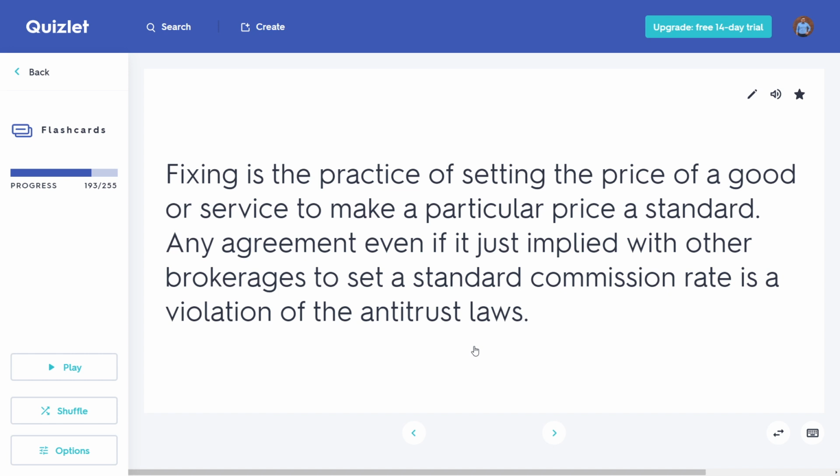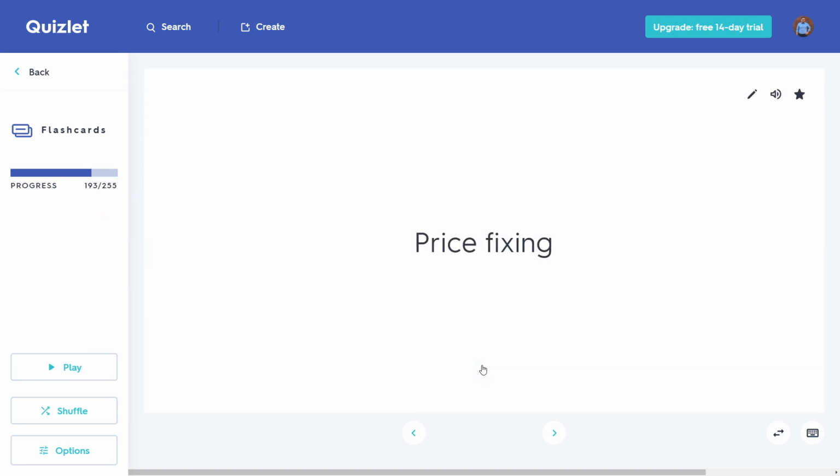So don't talk about it. That's why, when they say you're not supposed to talk about your commission with other agents, this is what this is. So it's super important. Price fixing, or fixing for short, don't do it. Not only could you lose your license, you could be potentially sued, lose tons of money, and maybe even end up in jail. So don't do it. But be familiar with the term and what it is, and obviously what are ways that you can prevent it from occurring.